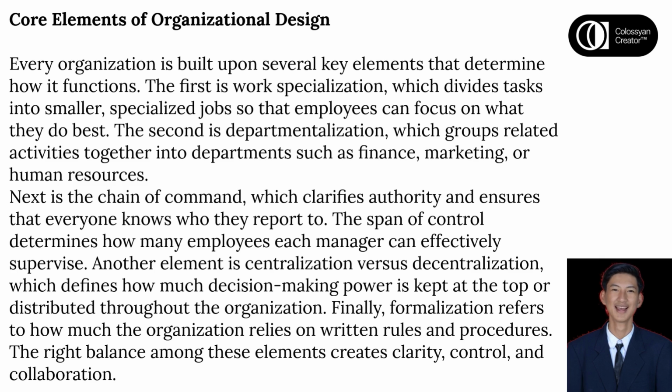Next is the chain of command, which clarifies authority and ensures that everyone knows who they report to. The span of control determines how many employees each manager can effectively supervise. Another element is centralization versus decentralization, which defines how much decision-making power is kept at the top or distributed throughout the organization. Finally, formalization refers to how much the organization relies on written rules and procedures. The right balance among these elements creates clarity, control, and collaboration.